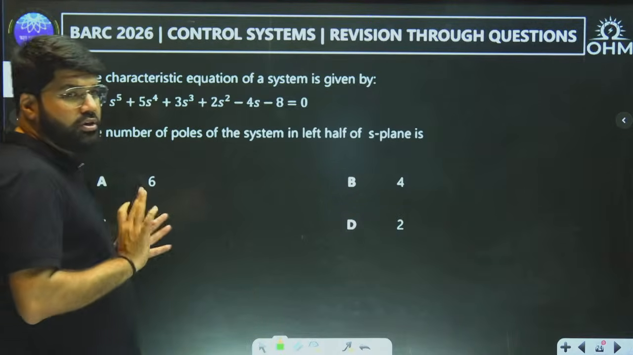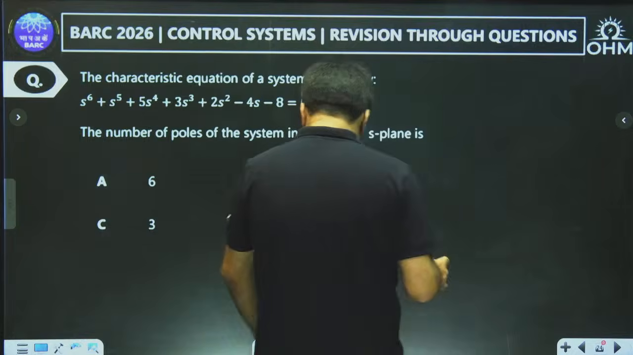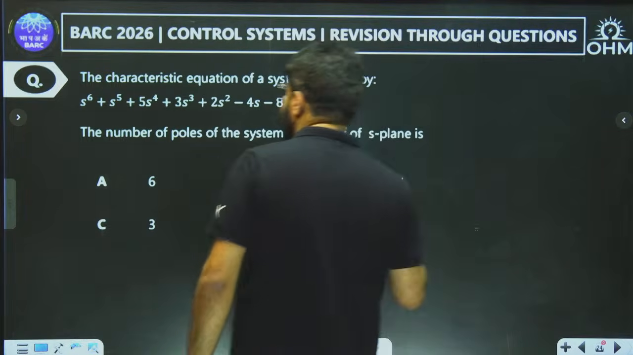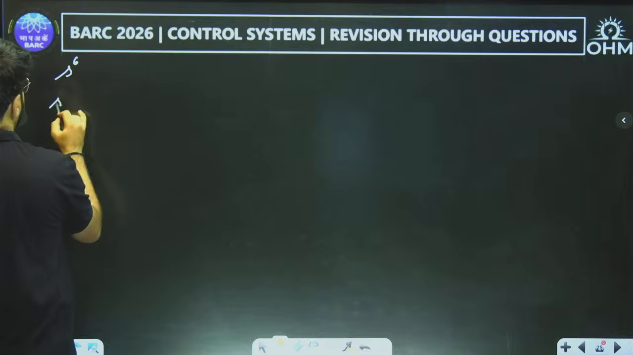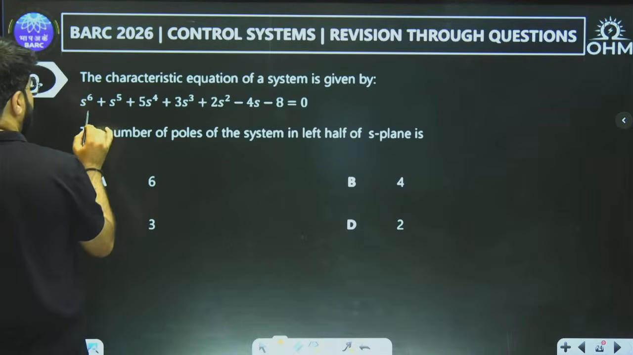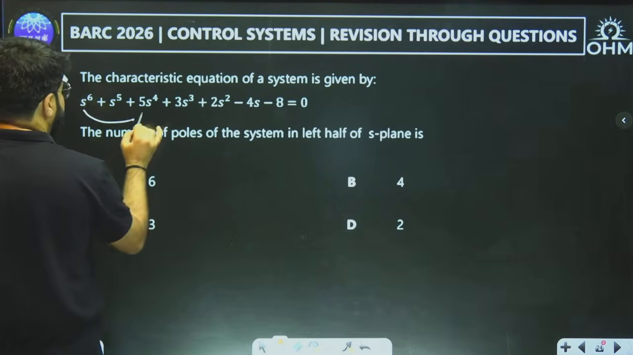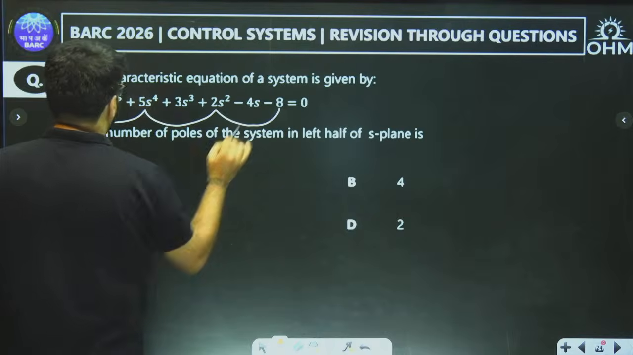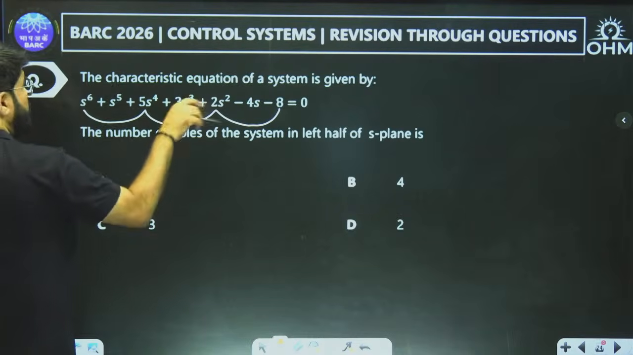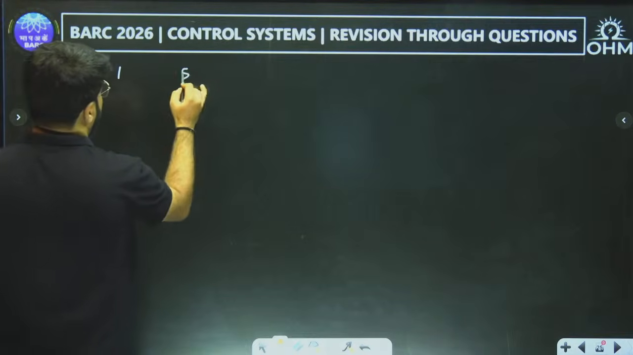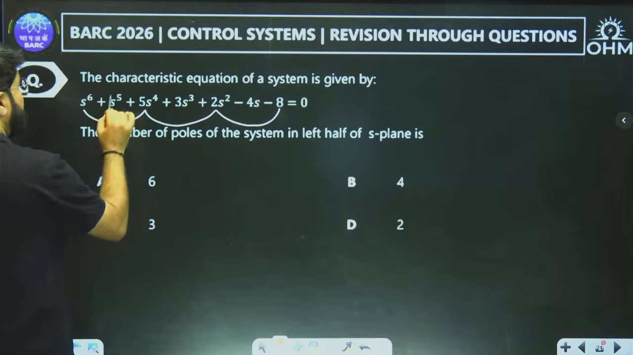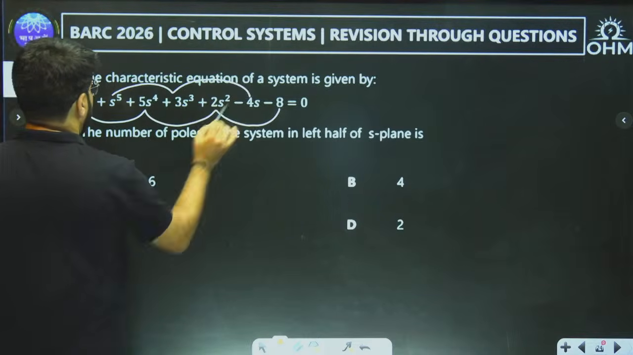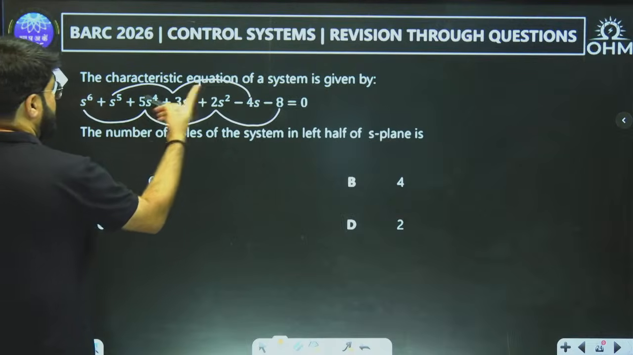First, let us draw the Routh array. What is the characteristic equation given? I'll draw the Routh array here directly with the S power 6 and S power 5 row. What are the S power 6 alternate terms? Even power terms, S power 6, S power 4, S power 2, S power 0: 1, 5, 2, minus 8. Then S power 5: 1, 3, minus 4.